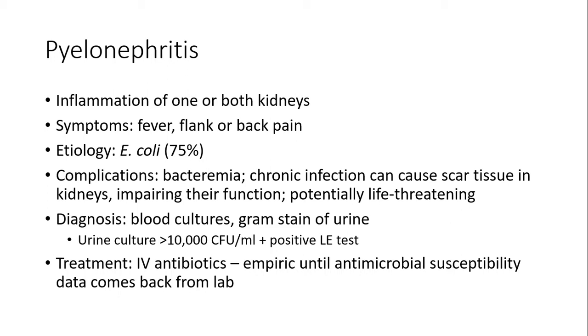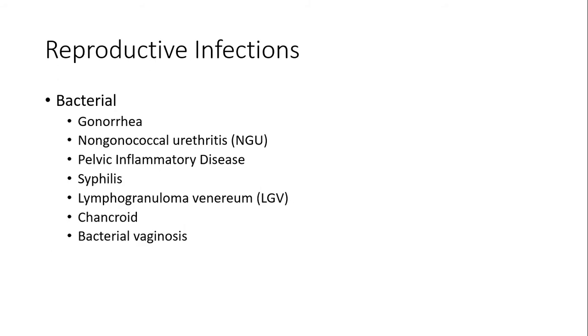Treatment-wise, this is going to require IV antibiotics, and you'll treat this empirically, meaning with a broad spectrum antibiotic. You don't exactly know what you're working with yet until you get an ID and antimicrobial susceptibility data back from the lab. At that point, you can refine the treatment. Perhaps you find that the empiric treatment is unlikely to be useful because the organism is resistant. You can change course at that time. So again, there really isn't a whole lot going on in the urinary tract infections.